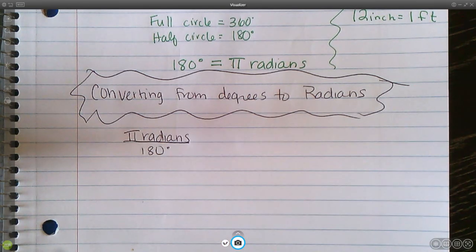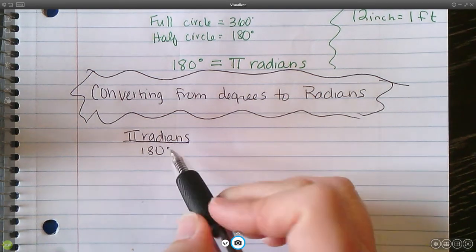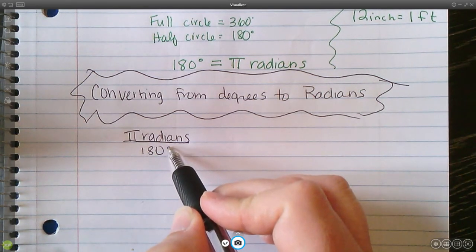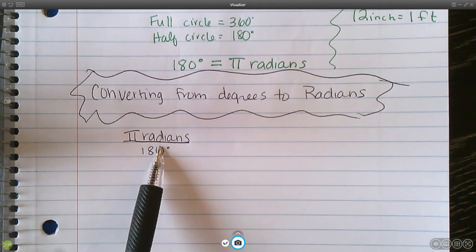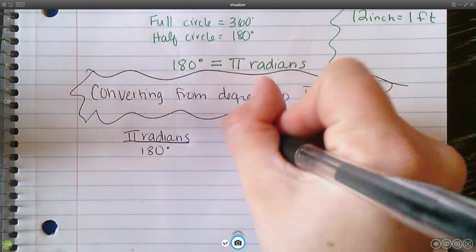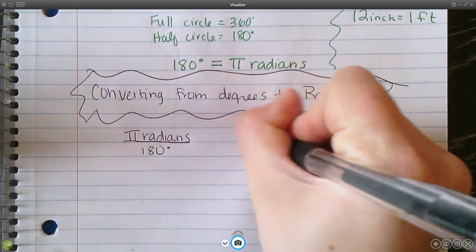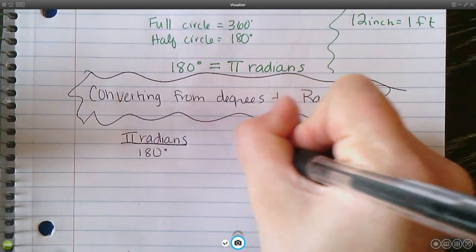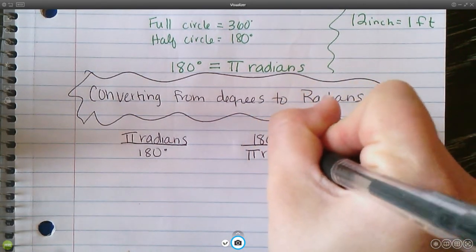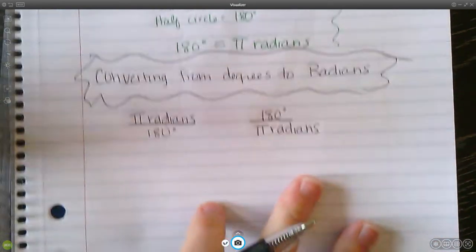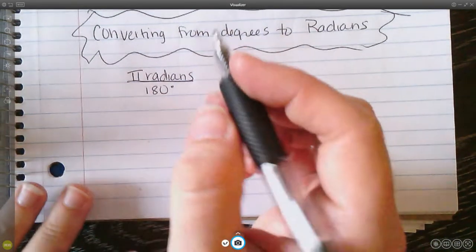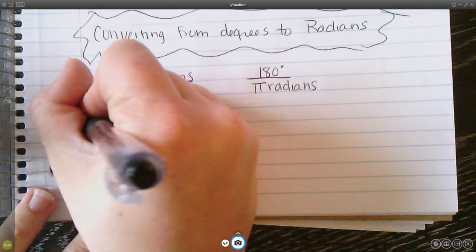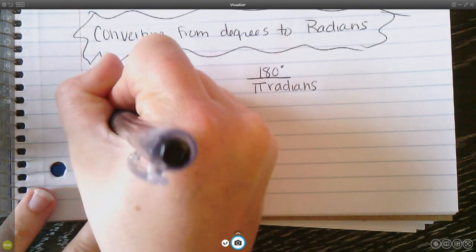Radians is similar to feet, inches, centimeters, and so is degrees. So degrees is your label, radians is your label. So you can set up a ratio like this, or you can set up a ratio like this. Okay, so both of these things are true. So let's do some examples of how we can convert.